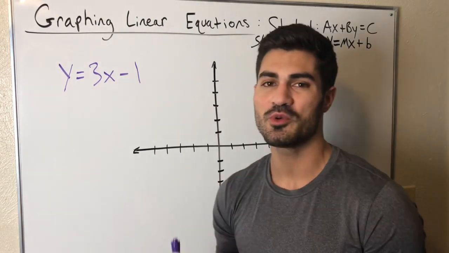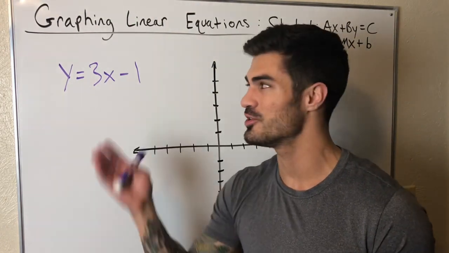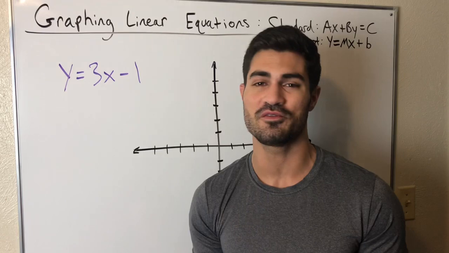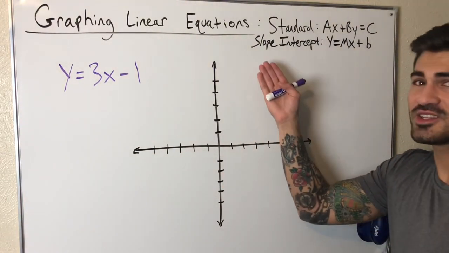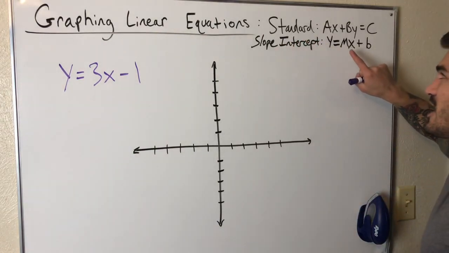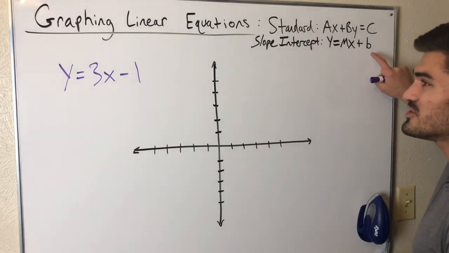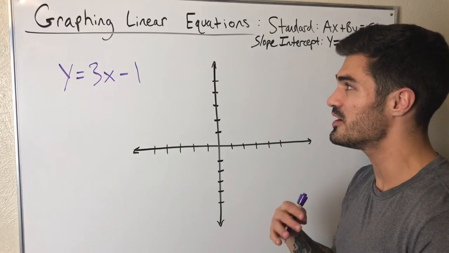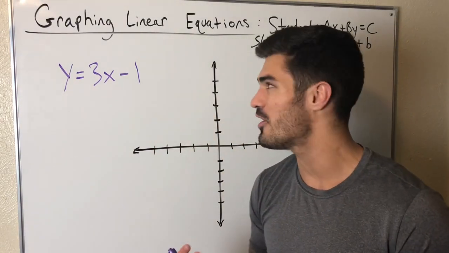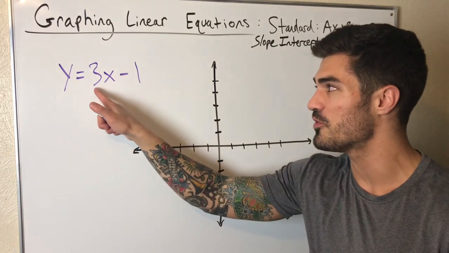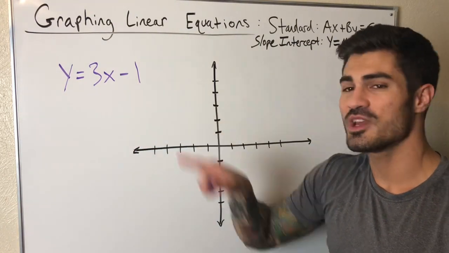Well, it's actually pretty cool because we don't have to do any algebra in order to graph something that's in slope-intercept form. Why is that? Well, the reason it's called slope-intercept is because m is our slope and b is our y-intercept. So our slope and our y-intercept are easy to identify without doing any algebra. And in this case, we have a slope of 3 and a y-intercept of -1.